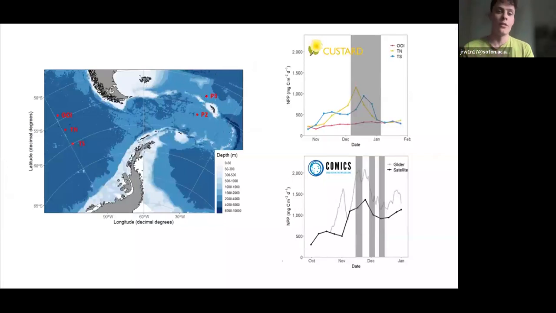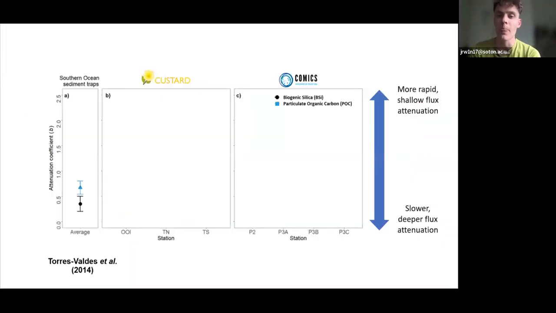So the direct flux measurements from these sites, the Custard and the Comics projects, encompass both the Atlantic and the Pacific sectors of the Southern Ocean, and some iron fertilized, some iron limited regimes, and varying levels of primary production. And at these sites, we assess the rate at which particulate fluxes of POC, particulate organic carbon, biogenic silica, and chlorophyll were attenuated with depth.